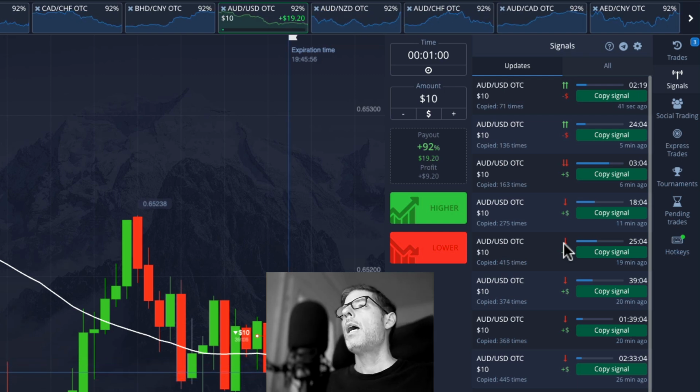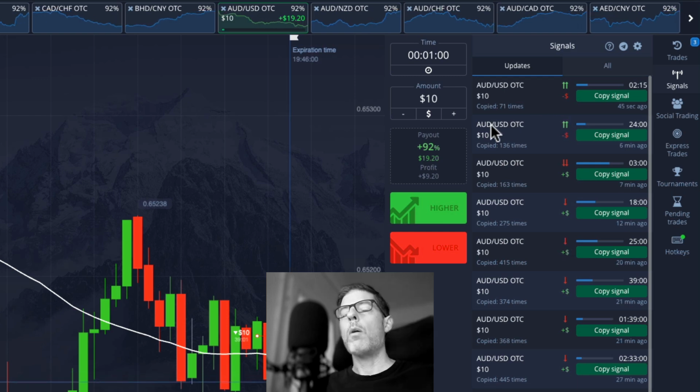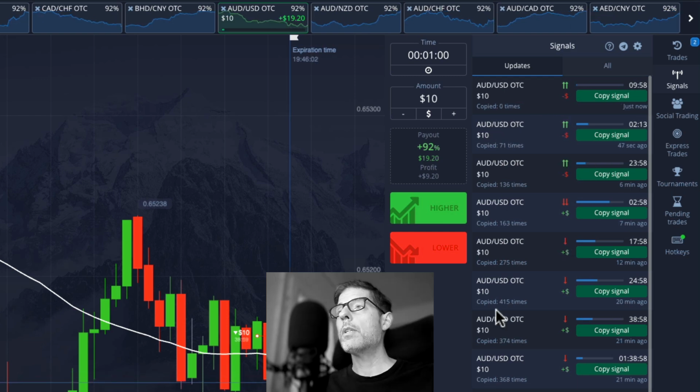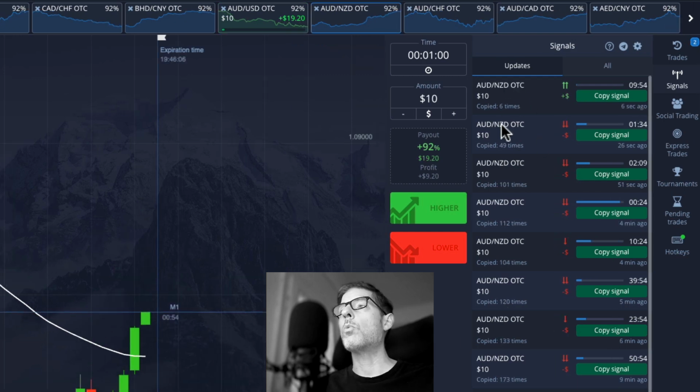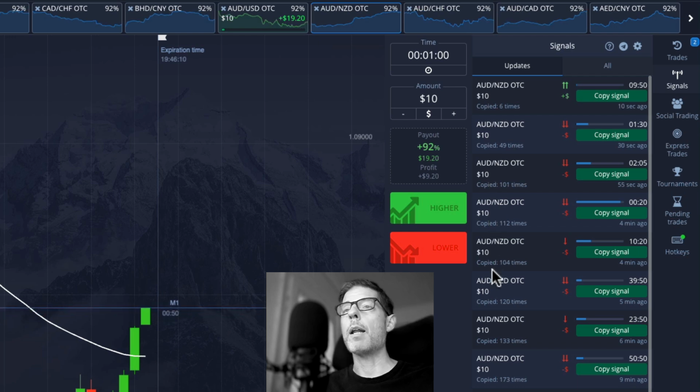Right next to that, we have the asset. Now, if I switch the asset inside Pocket Option, you can see that all of these signals will update with the new asset from the new chart that I'm currently on.